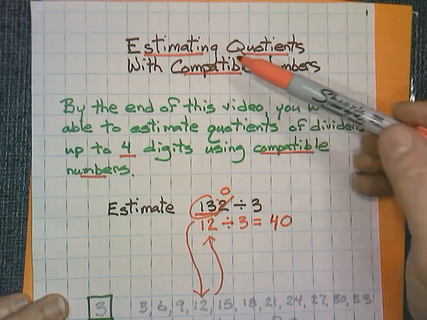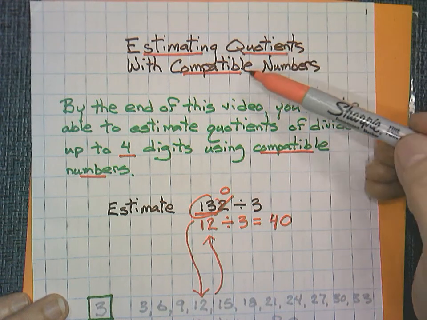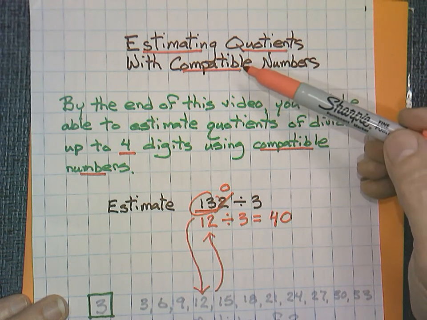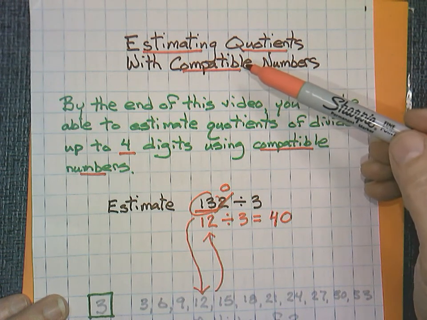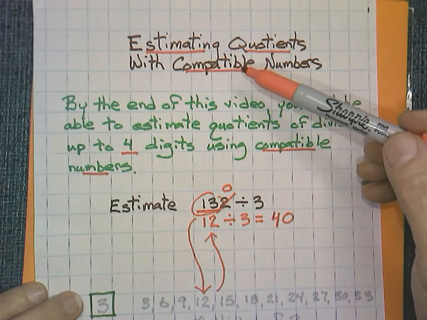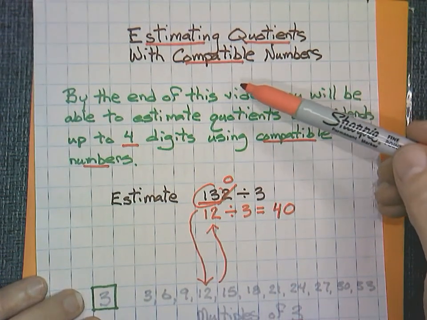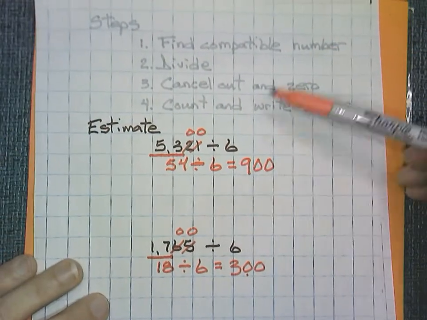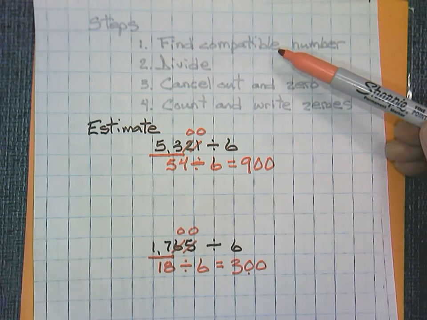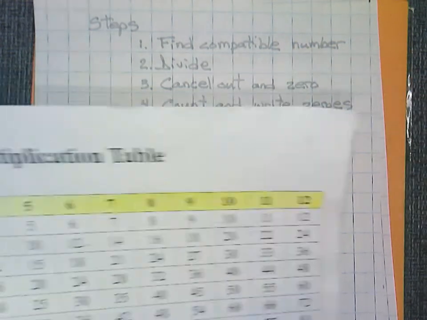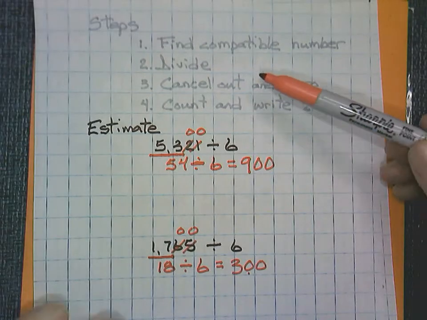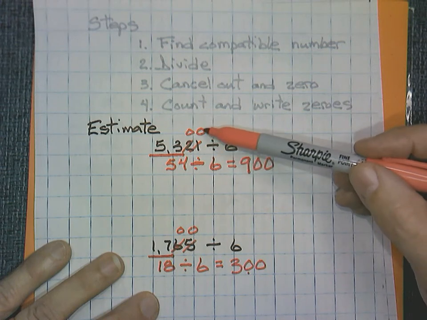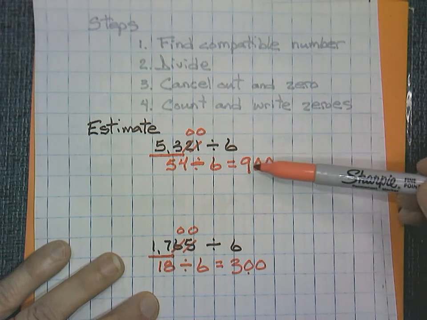In review, our lesson today is on estimating quotients with compatible numbers. Remember that quotient is the answer to division. Compatible numbers are numbers that are easy to divide or multiply, in this case divide. And our steps today were that we would find our compatible number, and we could use a multiplication chart, something similar to that. We would divide, cancel out any remaining digits and turn them into zeros, count our zeros, and write our zeros.